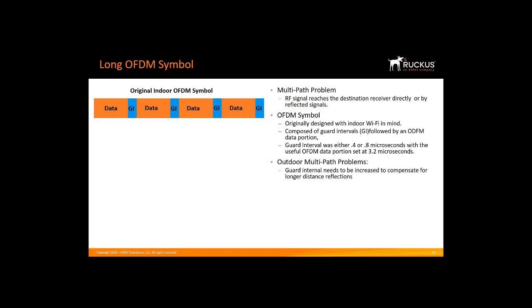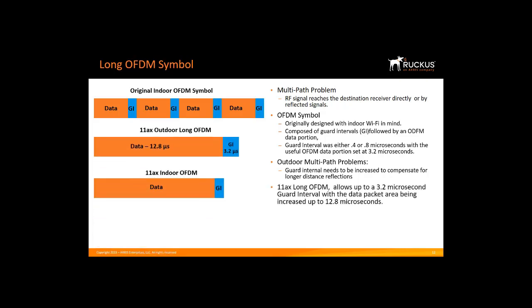When using Wi-Fi outside, the guard interval needs to be increased to compensate for longer distance reflections. 11AX long OFDM allows up to a 3.2 microsecond guard interval, with the data packet area being increased 4 times up to 12.8 microseconds. This gives us a much larger multipath tolerance, reduces overhead, and gives us better throughput, making outdoor Wi-Fi more reliable and dependable.